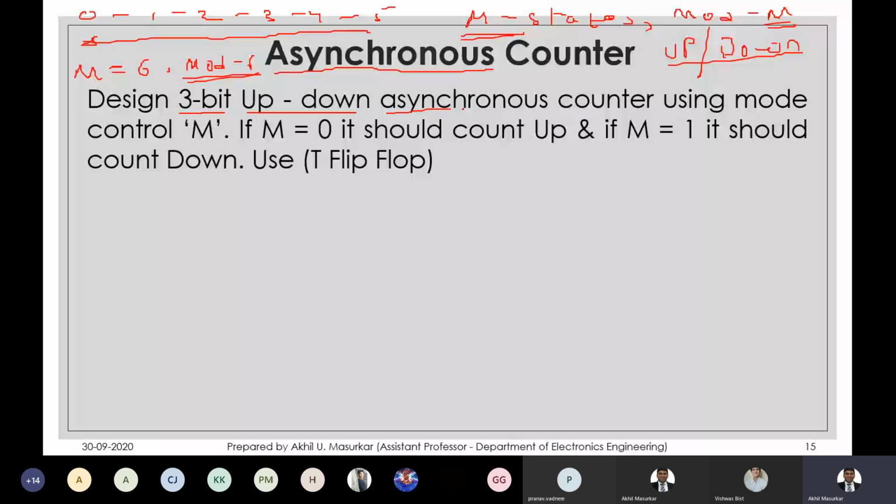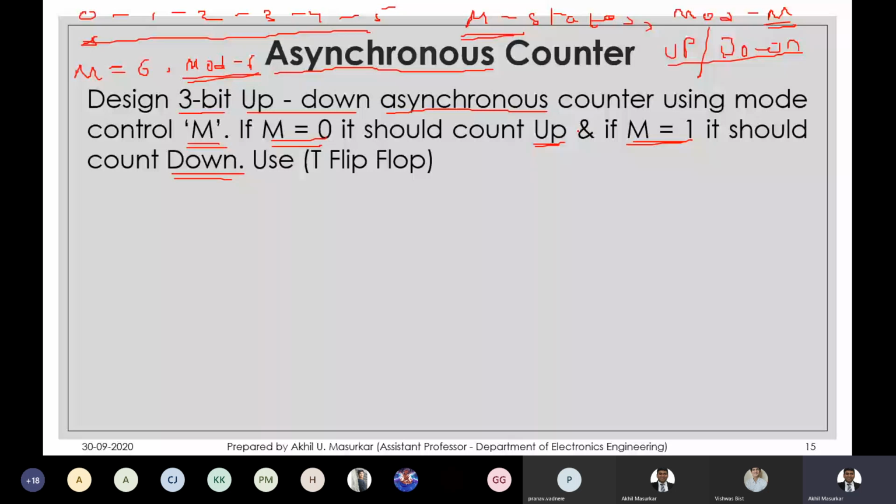3-bit, whether it is an up counter or a down counter, whether it is asynchronous or synchronous. Using mode control M. If M is 0, it should count up, and if M is 1, it should count down.